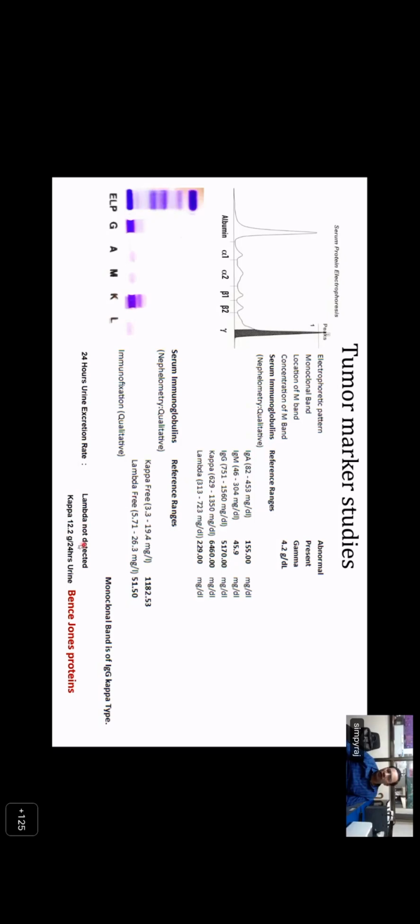You can see the lambda was not detected in urine, but kappa light chain was detected in urine. These kappa light chains which were detected in urine are called Bence-Jones proteins. It is the older terminology, but now we call them kappa light chains. So these are all abnormalities. We have increased gamma globulin levels with very high free kappa levels, and the 24-hour urine also showed 12.2 gram of kappa light chain.